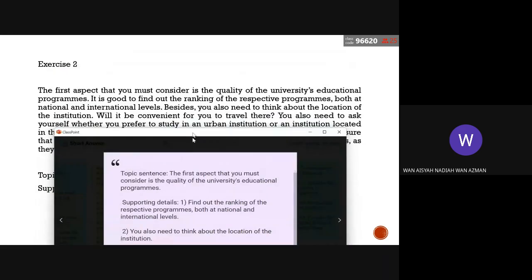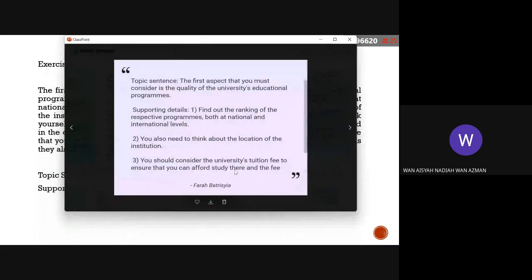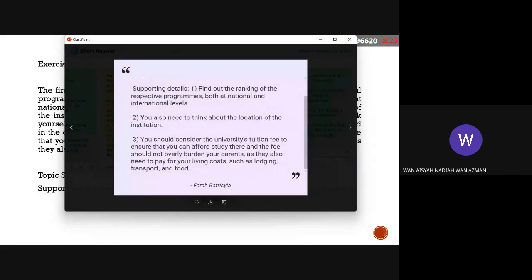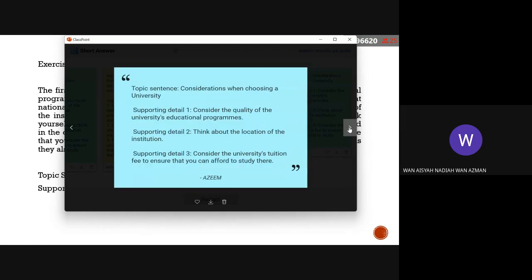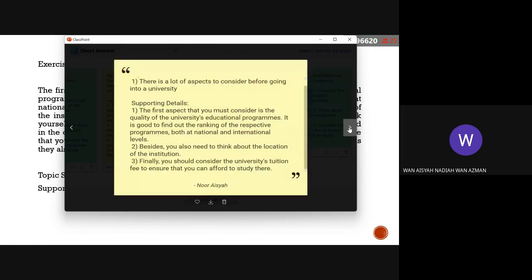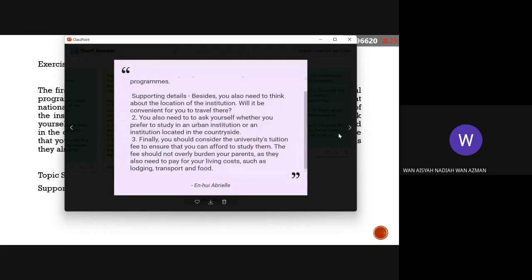And then for your last supporting detail, it should be about the fee. Yes, you should consider the university's tuition fee to ensure that you can afford to study there, and the fee should not overly burden your parents, as they also need to pay for other things. Okay, very good, very good. I think everyone got it right.